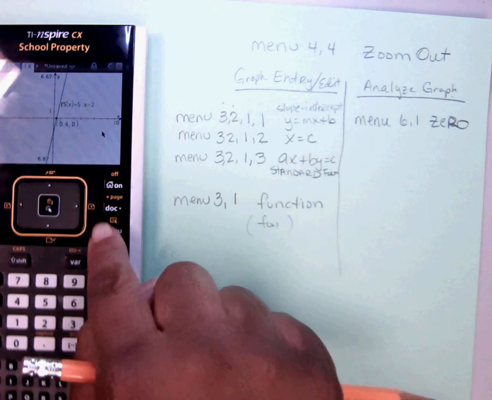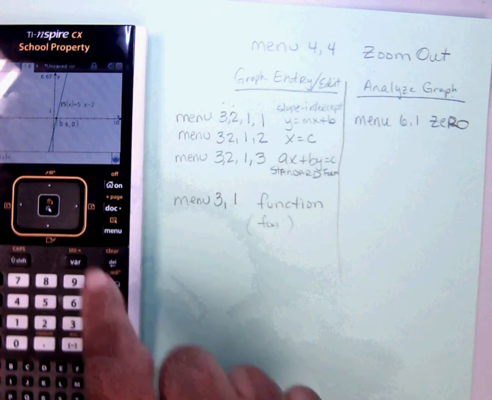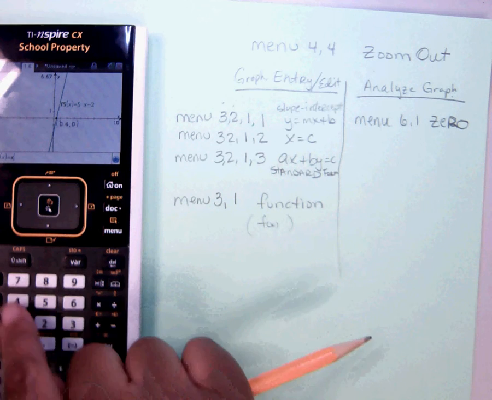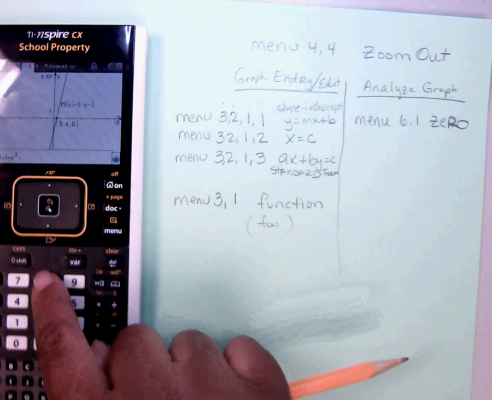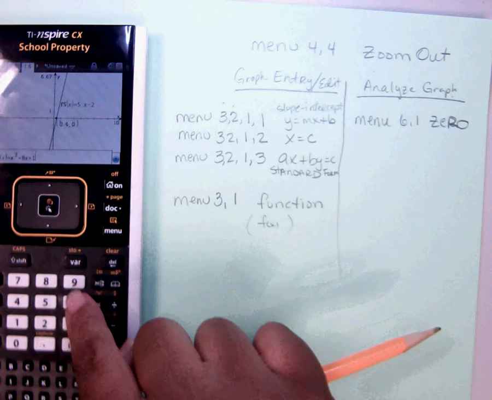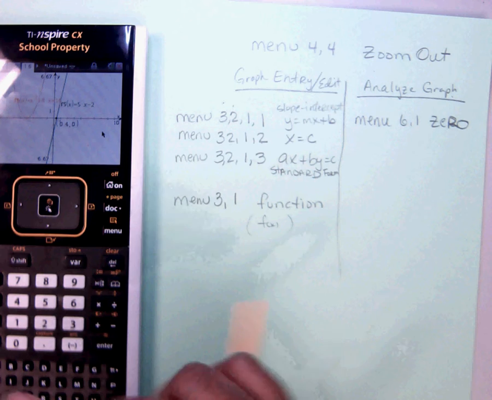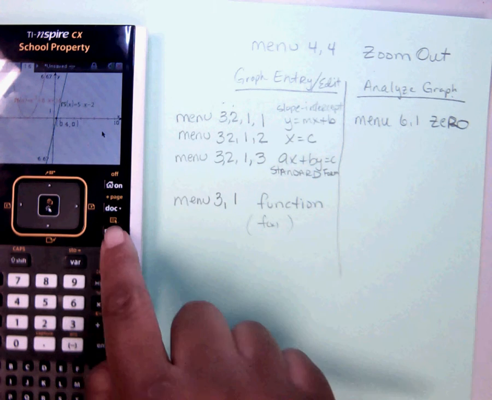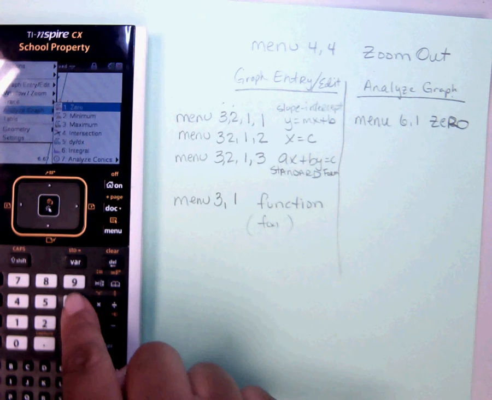Let's do another one. Let's do quadratic. X squared plus 8x plus 16. Okay, and now let's do menu 6, 1.